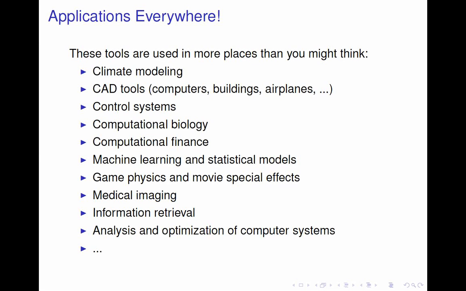If you're in computer science, you might be interested in machine learning. Maybe you're interested in graphics and game physics and movie special effects. Maybe you think that biomedical imaging is the wave of the future. Maybe you're interested in classic information retrieval, say, working at Google one day. The Google eigenvalue problem is probably the world's largest and most successful eigenvalue problem.